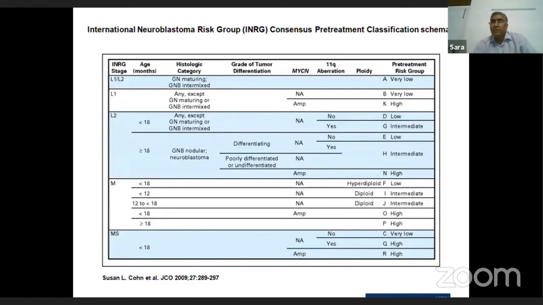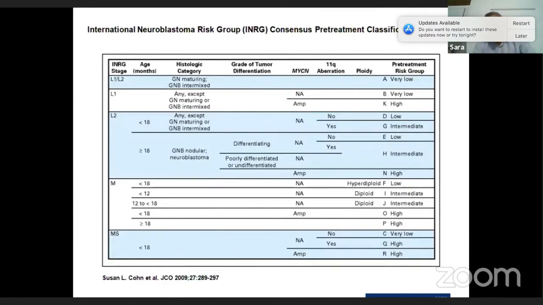And based on that, we can plan the treatment of the children. So it's very important to understand this particular concept of risk stratification in neuroblastoma. Once you have done the risk stratification, it is easy to decide how to treat. So let's come to this.